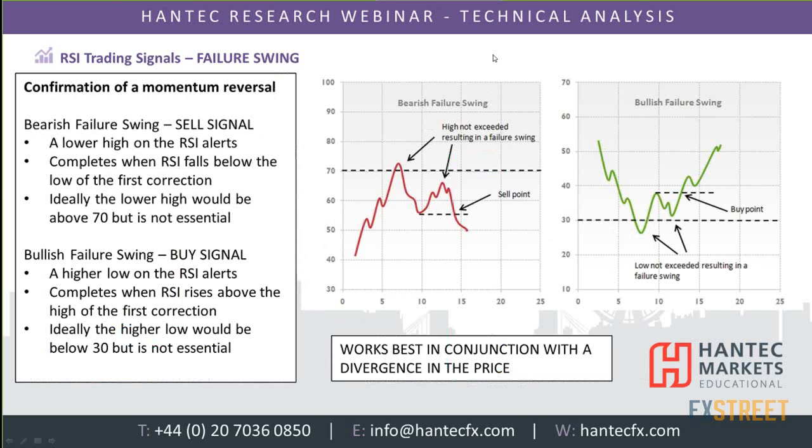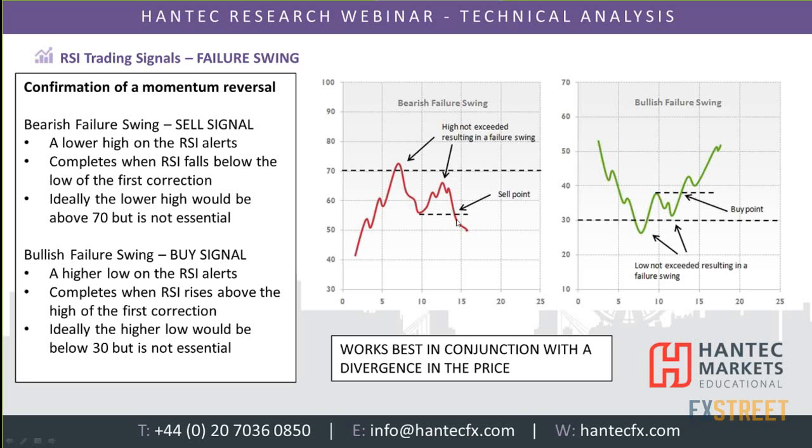A failure swing is the third signal you get through the RSI. It is in isolation. It is nothing to do with the price. It is just the RSI on its own, and it's basically where you see your lower peak. This is on the bearish failure swing. You see a lower peak. Again, I would rather see your lower peak above 70, but that's just in my opinion.